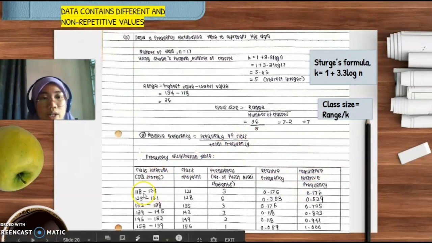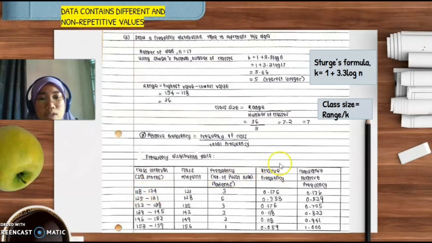For the class interval, we start by using the first data, which is 118 until 124, and for the class midpoint, we add these two values and divide by 2. For the frequency, we count how many post-SLC students are in this range, in this class interval.